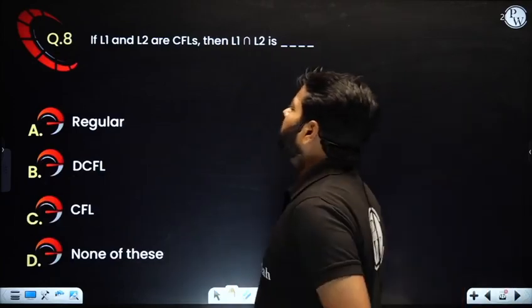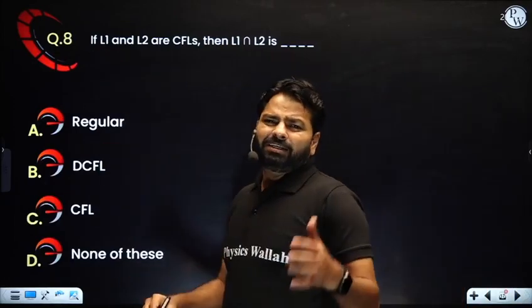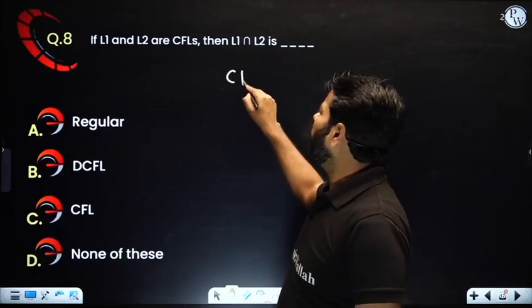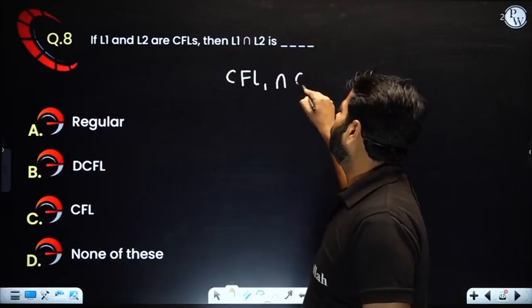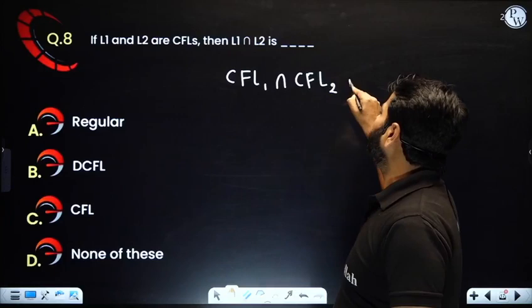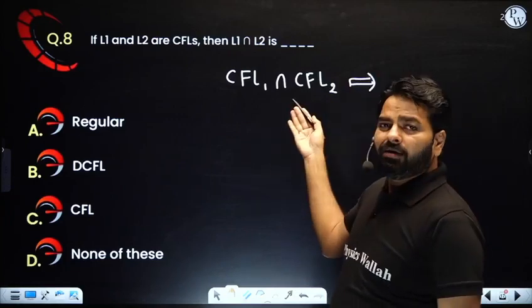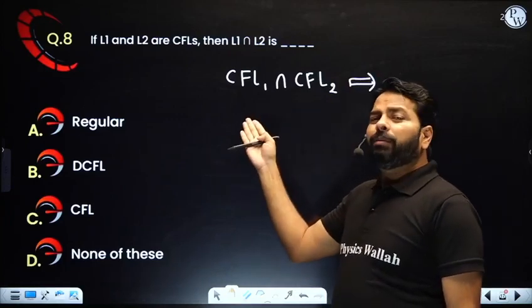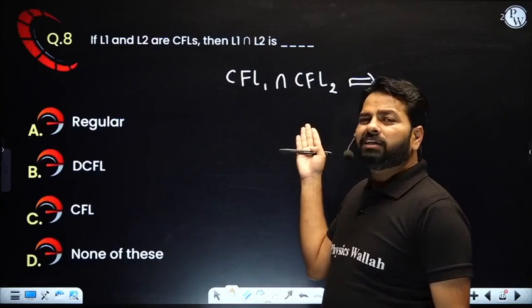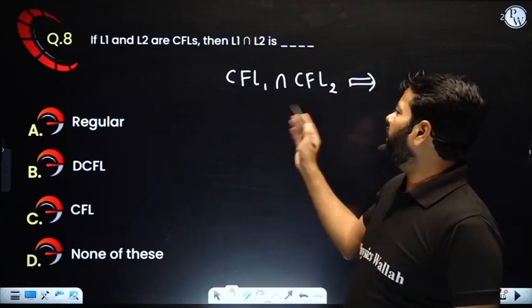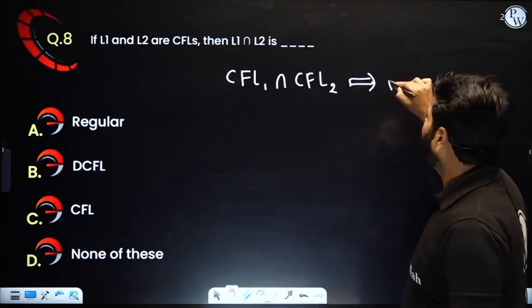Next, CFL. Okay, will the same example work here? CFL 1 intersection CFL 2. You already took an example, right? The same example you can take here: a^n b^n c*, and here a* b^n c^n. So when you take that, you get here need not be a CFL.